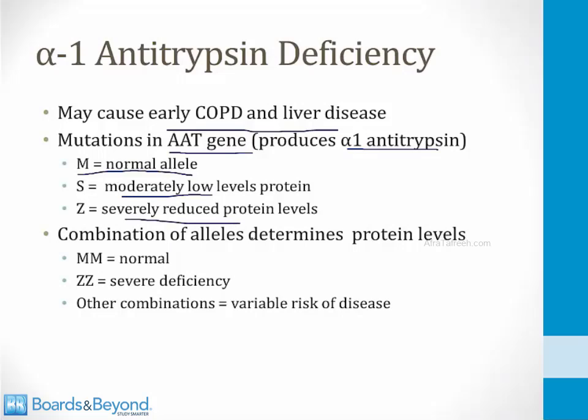So the combination of alleles determines protein levels, and this is because they display codominance. If an individual is MM, that individual will be normal. If an individual is ZZ, that individual will have a severe deficiency of alpha-1 antitrypsin. Other combinations lead to variable levels of disease depending on how much alpha-1 antitrypsin protein is produced.